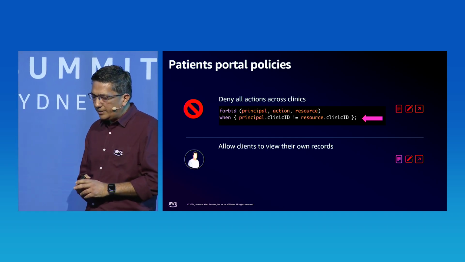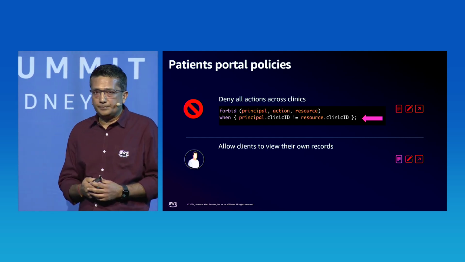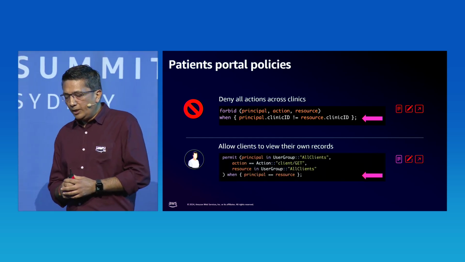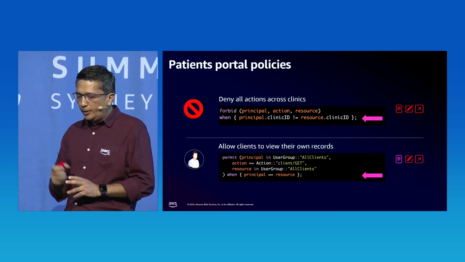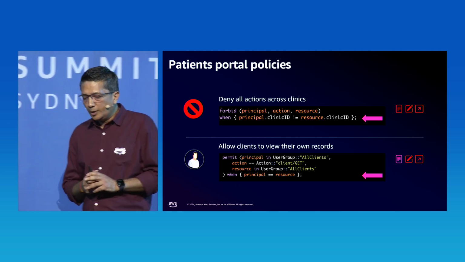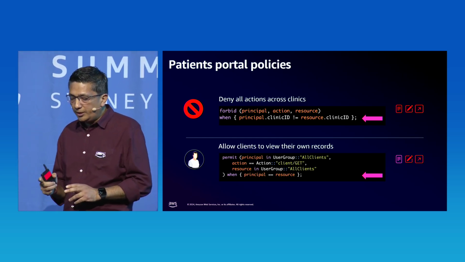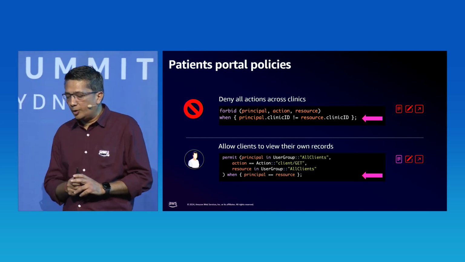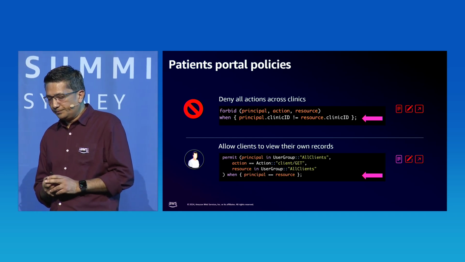The second authorization rule here says, allow clients to view their client records. And this can be converted into a permit policy to allow a principal who belongs to the user group client to take an action, which is get client records, on resources which also belong to client groups. Of course, the principal and the resource have to match.